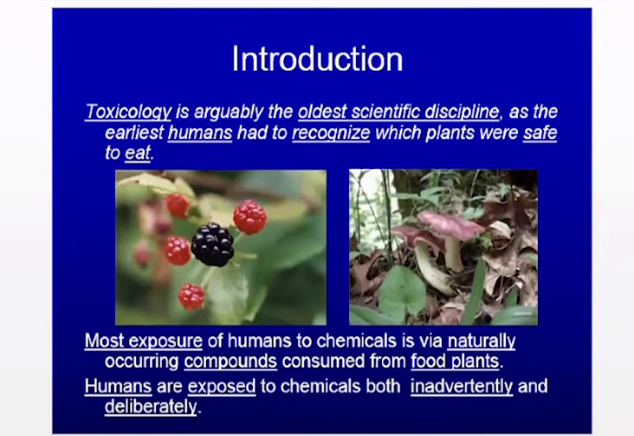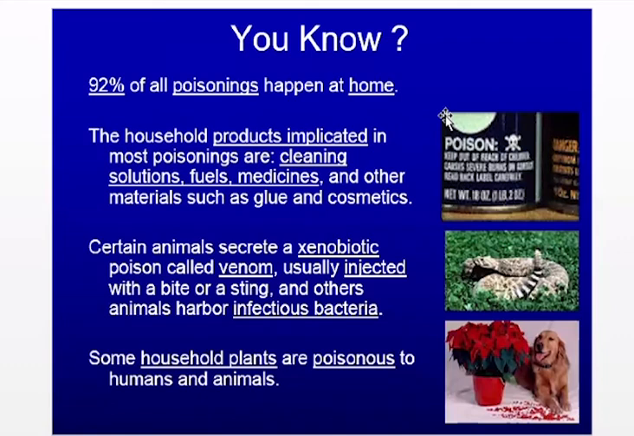So humans are exposed to chemicals both inadvertently and deliberately. So sometimes it can be by accident that you get exposed to a poisonous substance. Others is deliberate, where somebody maybe thinks of committing suicide, just using the poisonous substances that they know. So we know actually by now that 92% of all poisons happen at home. So this is what we need to guard against, because we should be very much at home.